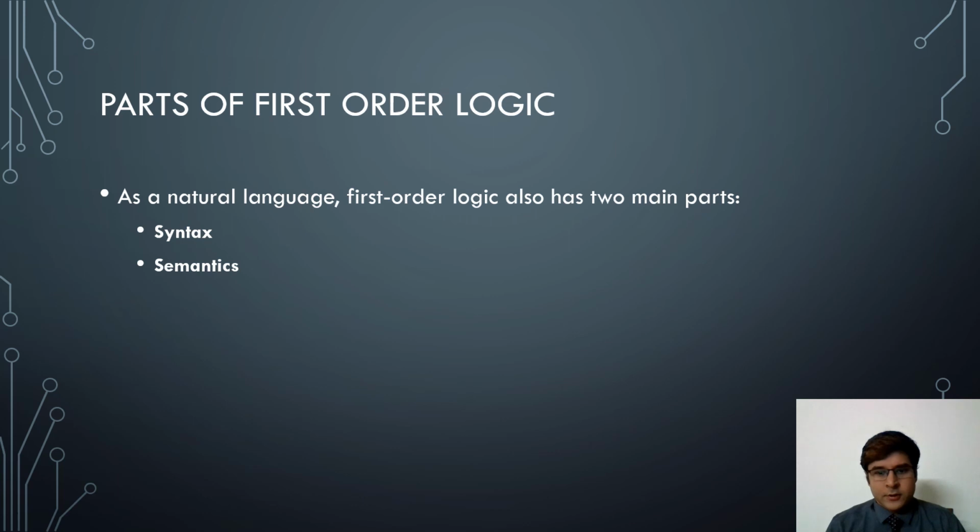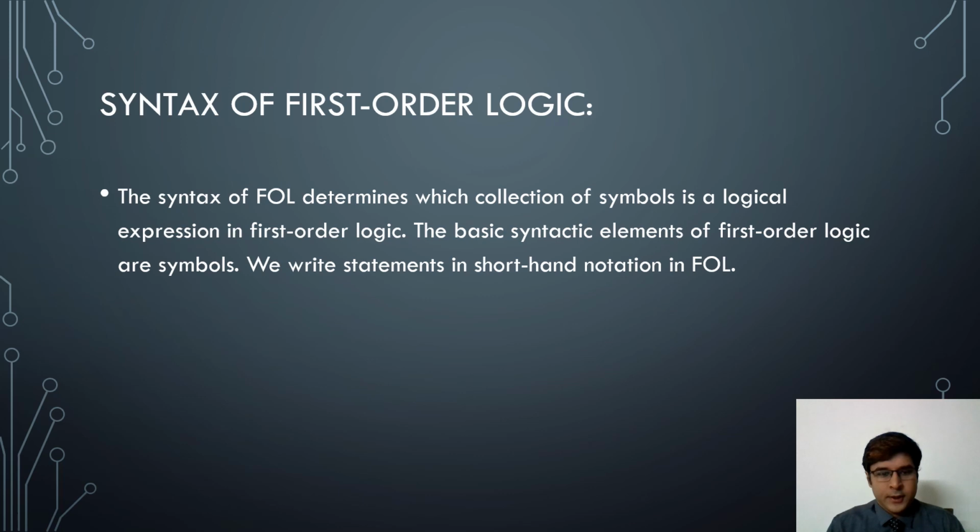Parts of first order logic. Like a natural language, first order logic has two main parts, which are syntax and semantics. The syntax of first order logic determines which collections of symbols form a logical expression in first order logic, and the basic syntactic elements of first order logic are symbols. We write statements in shorthand notation in first order logic.